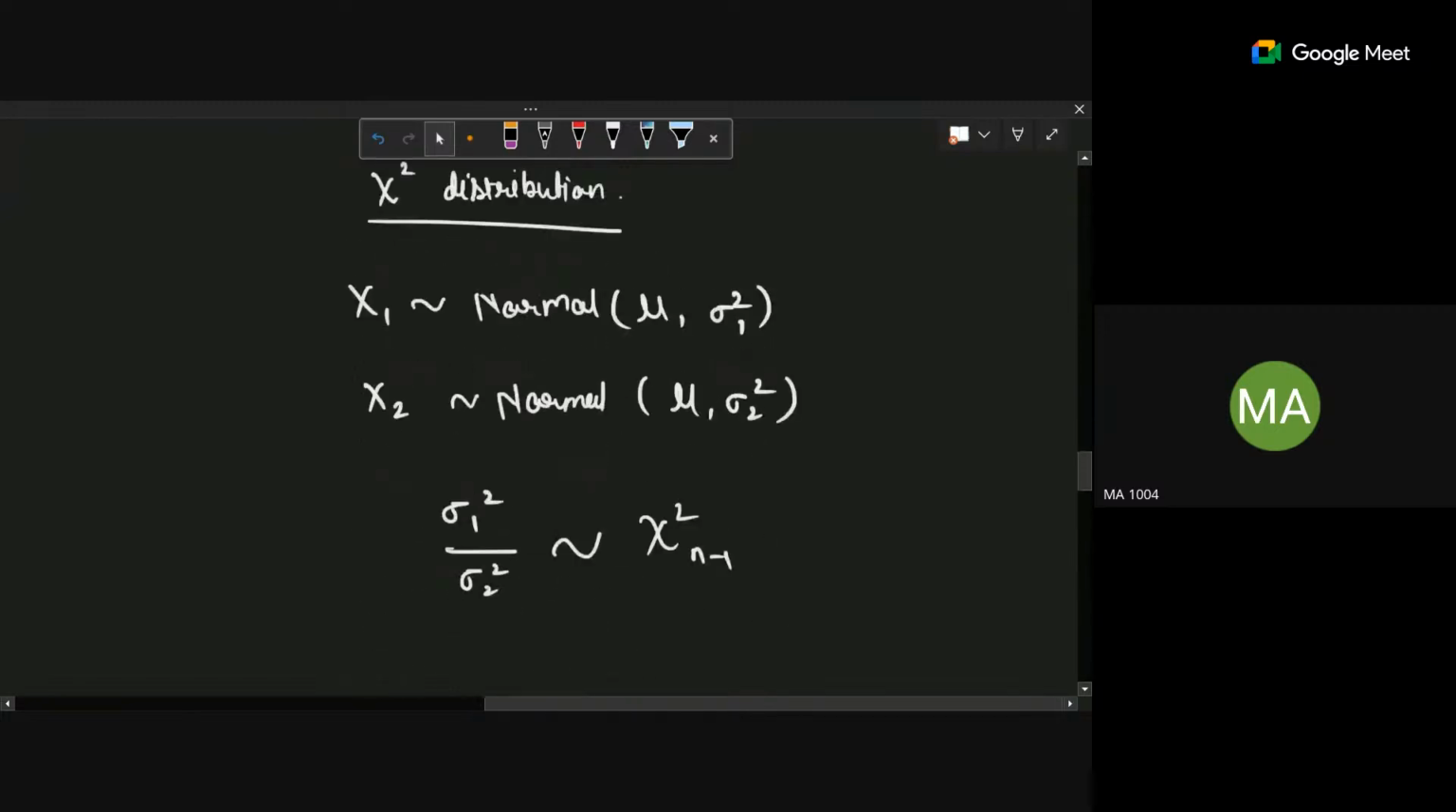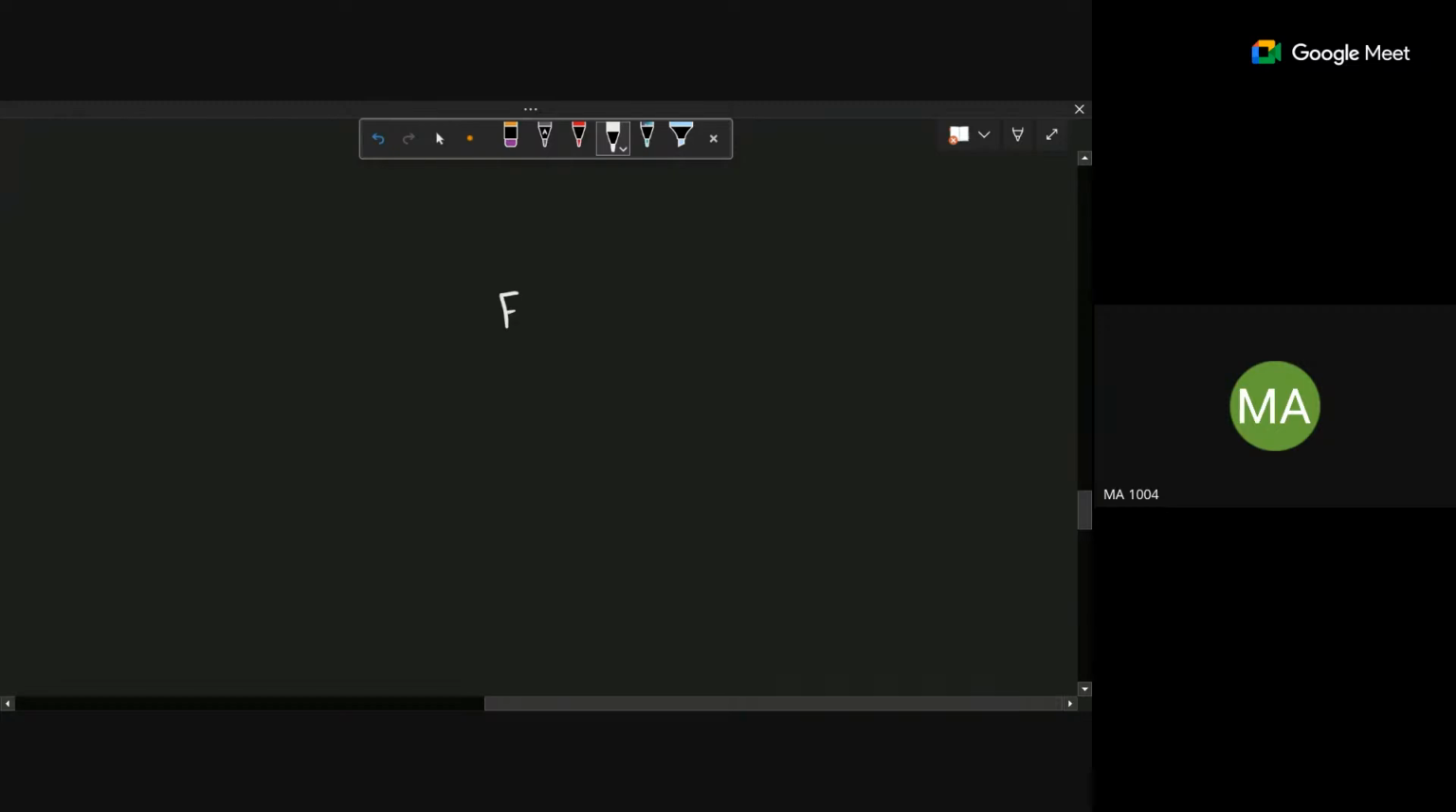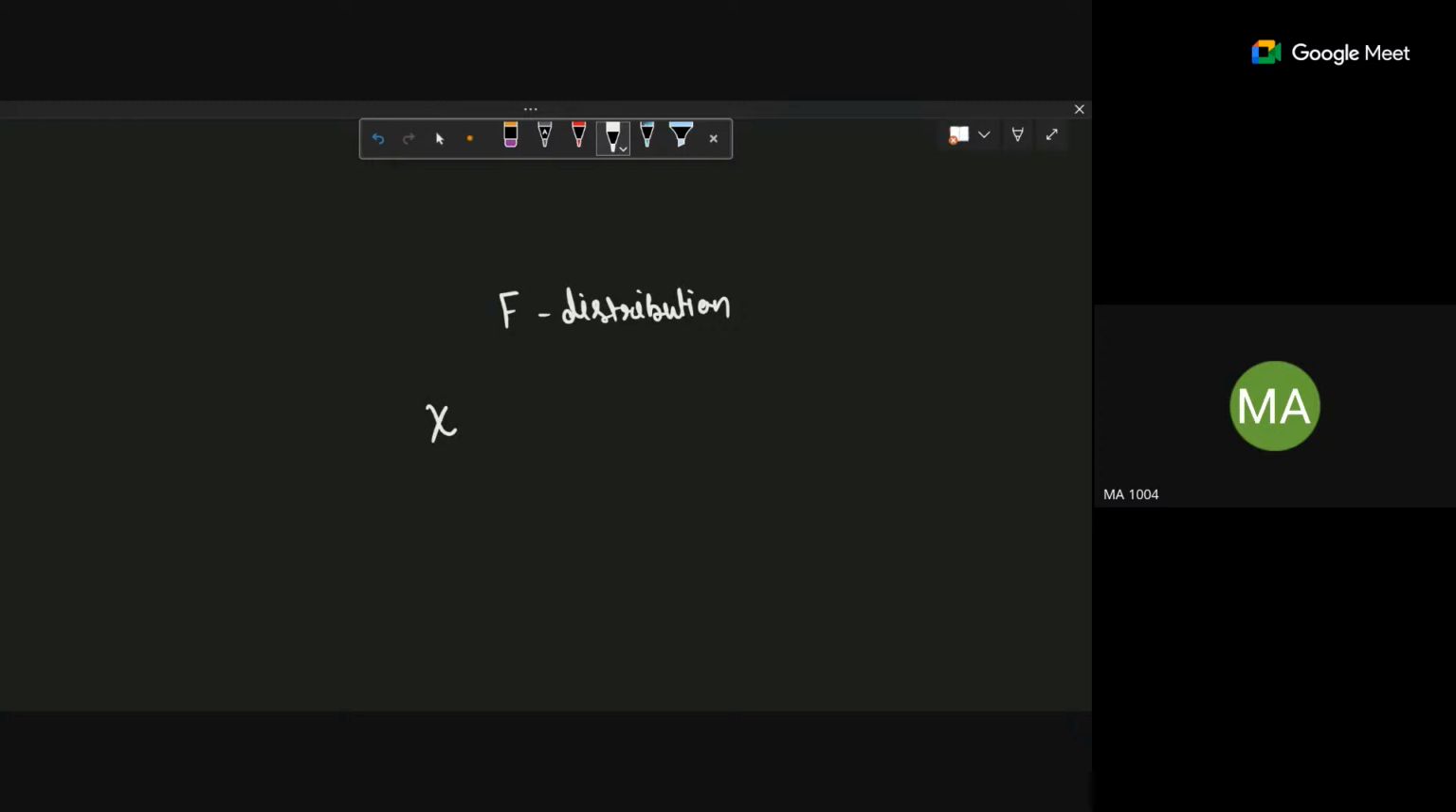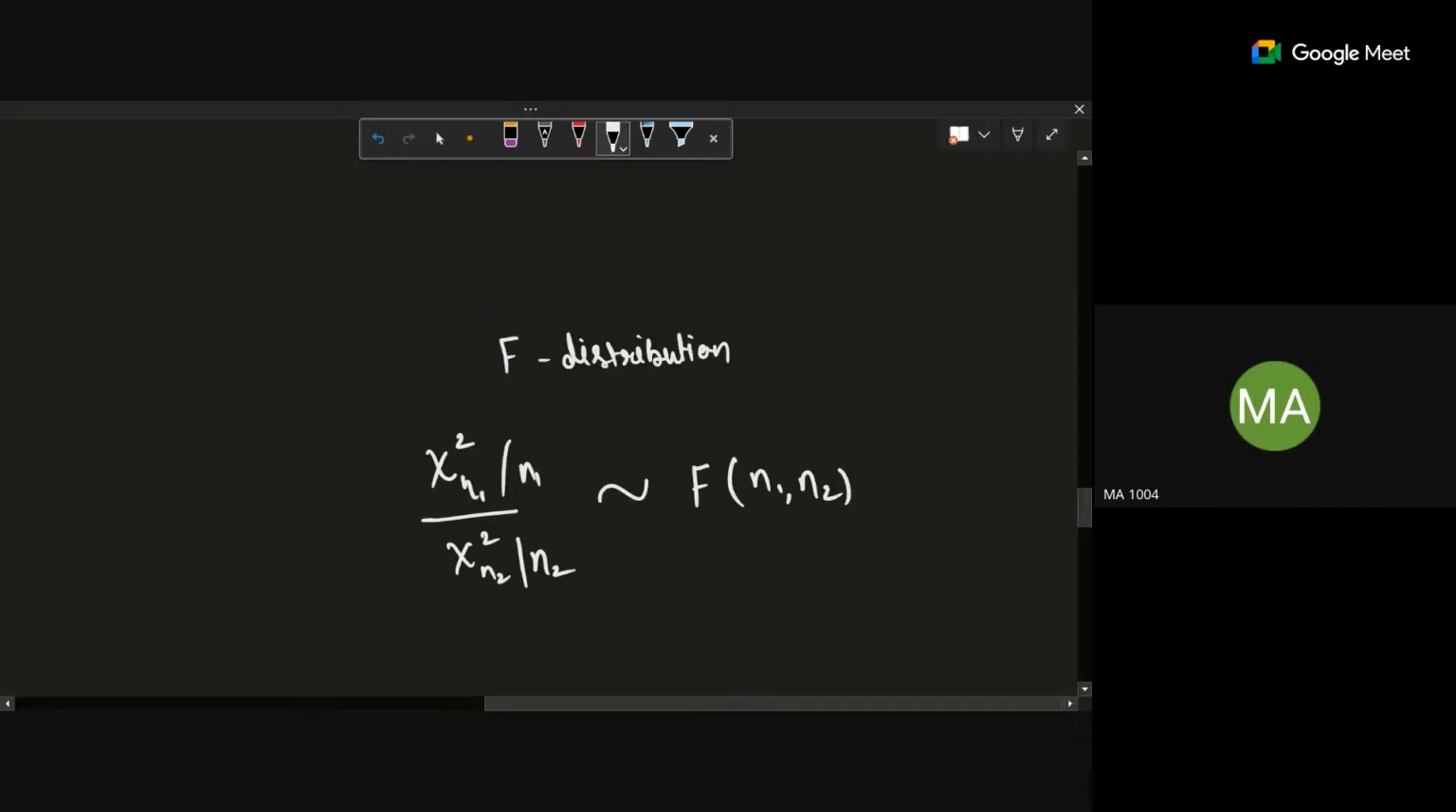As we discussed chi-square distribution, similarly there is one more distribution, the F distribution. It says that whenever there are two chi-square distributions, let's say one with degrees of freedom n1 and another with n2, when we take the ratio of the two chi-square distributions, the ratio will follow an F distribution with degrees of freedom n1 and n2. So this is another new distribution introduced to you.